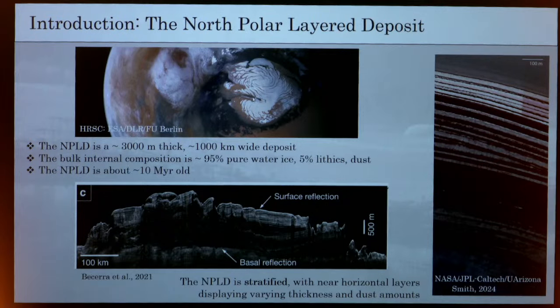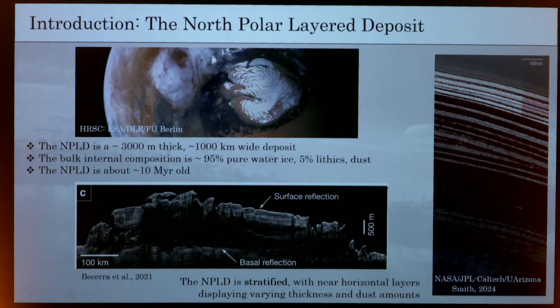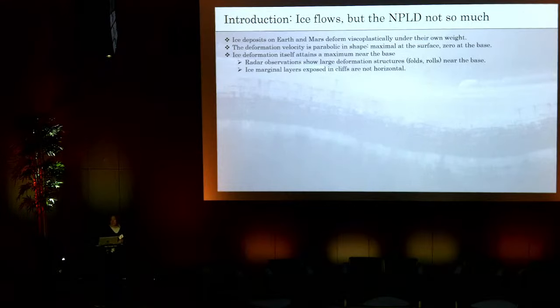If you actually look at the troughs here, even there, which is an almost vertical wall of ice, the ice has not deformed. So what is going on, right? Usually ice deposits on Earth and also on Mars deform viscoplastically under their own weight. The deformation velocity is parabolic. It means that it's maximum at the surface and zero at the base, as long as the deposit is cold-based and there's no water at the base, which is the case of the NPLD. And that means that deformation should be maximum near the base, but we don't see that in the radar.